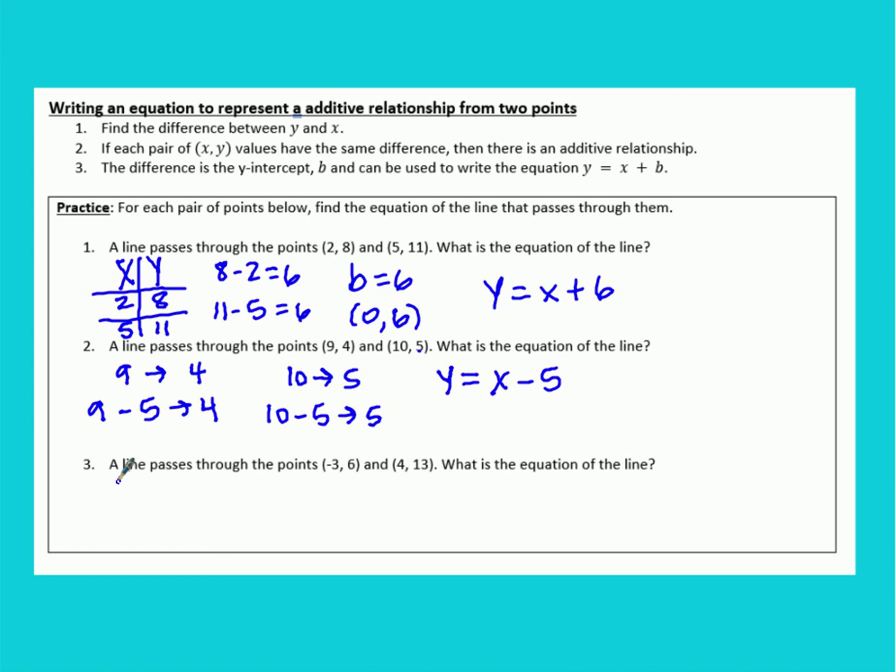I think the table is a little bit easier, and that's the way that we had learned it the first time. So if you like that best, I would stick with the table.